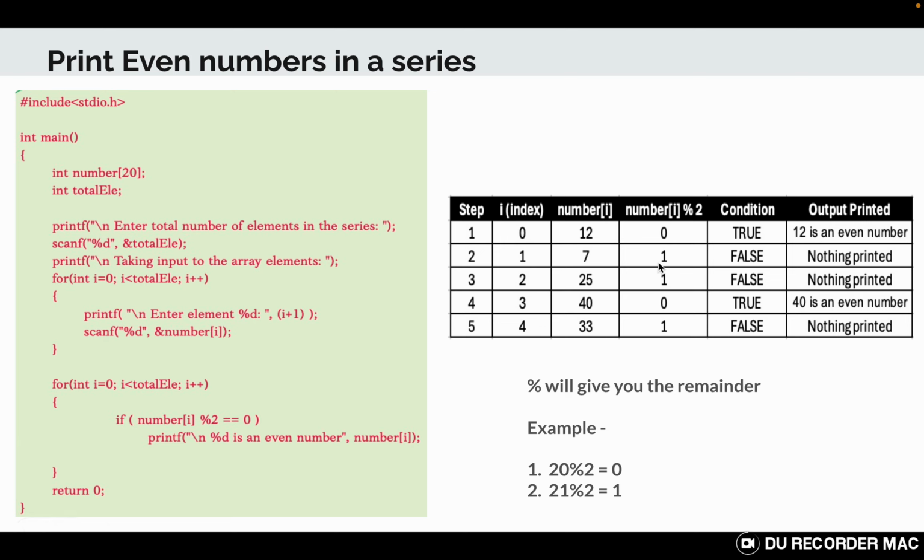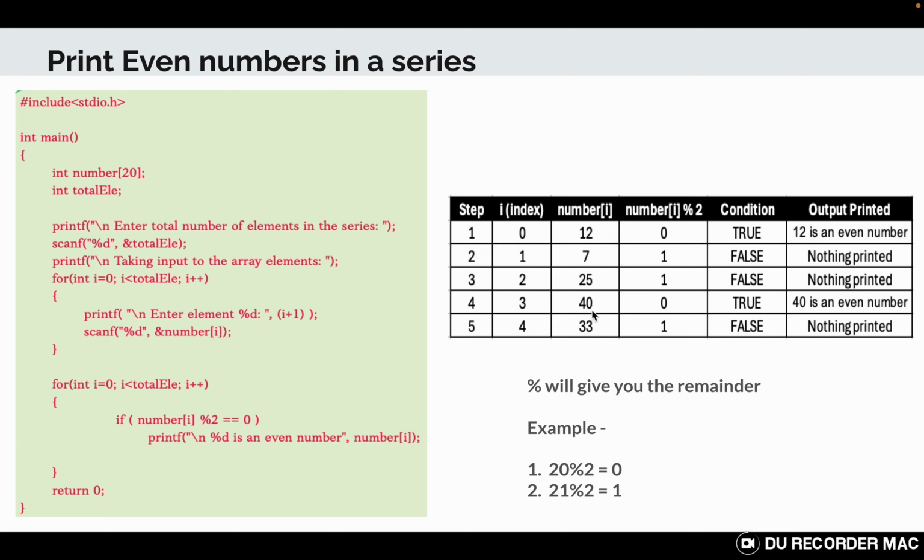Here the remainder is coming as 1, this condition becomes false and nothing got printed. Similarly, we took 25. If you divide 25 by 2, then 2 12s are 24 and there would be 1 as a remainder. This condition is executed only if the remainder is 0, so nothing got printed.